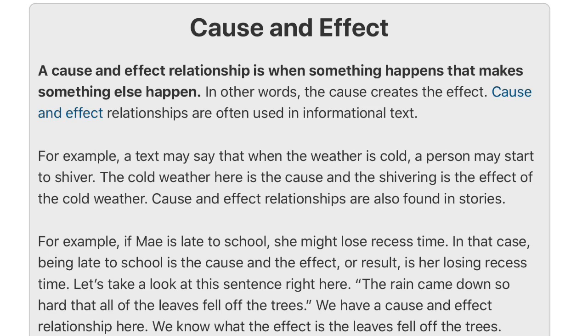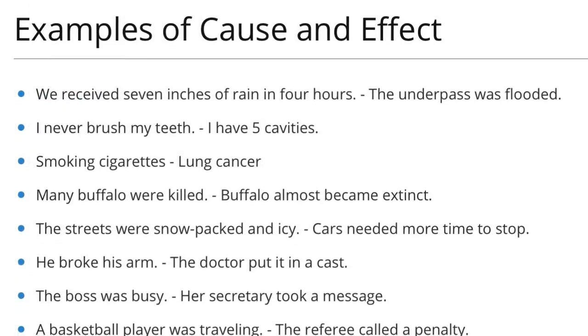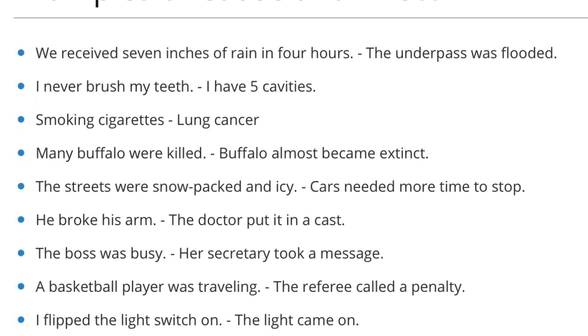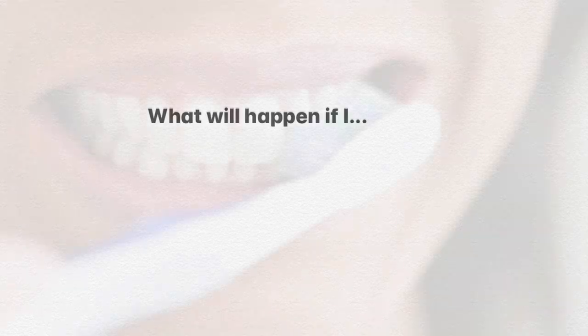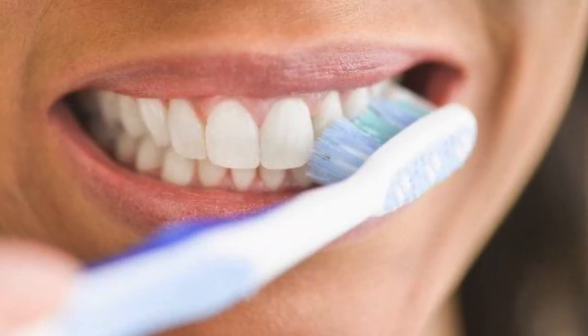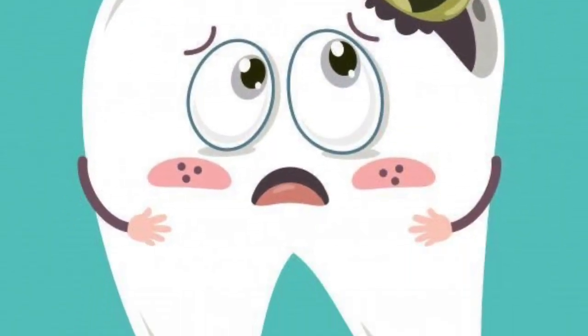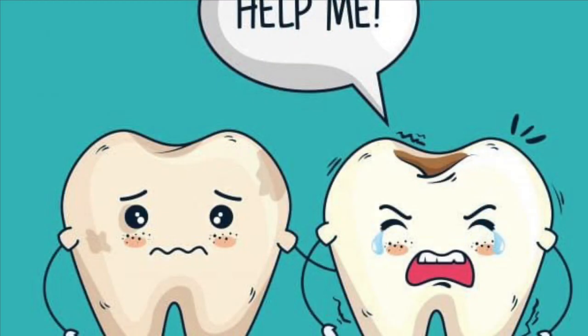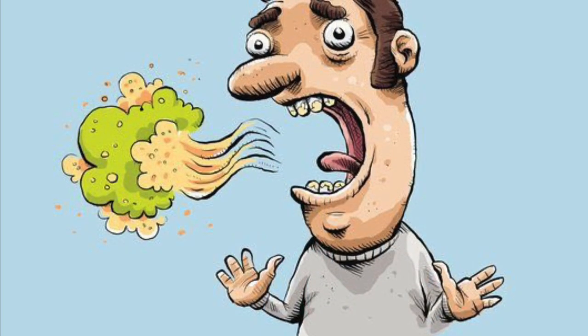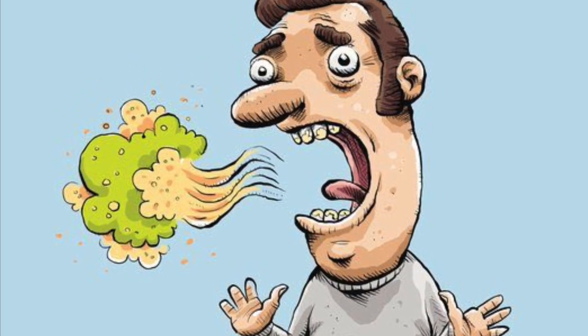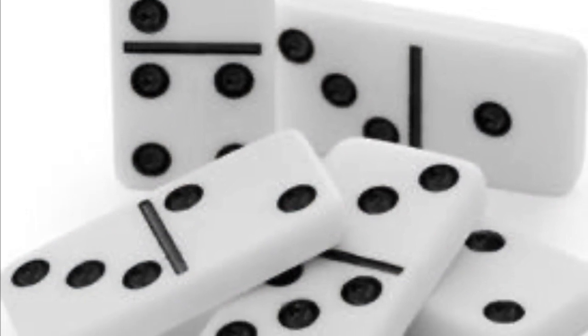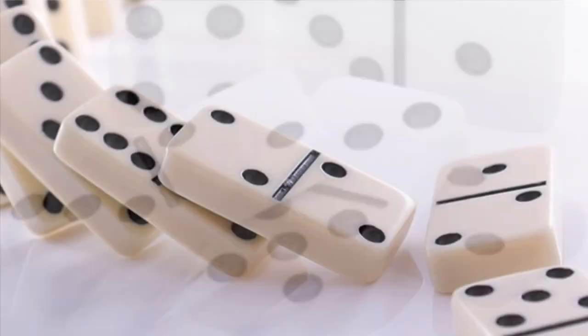In a cause and effect relationship, one event makes another event happen. The cause is why it happened, and the effect is what happened. If you've ever asked yourself a question that starts with, "What will happen if I..." then you are questioning the effects of your actions. For example, what will happen if I don't brush my teeth? Possible effects would be plaque, tooth decay, gum disease, and I'm sorry to say it, stinky breath. For dominoes, the cause is that one domino strikes another, and the effect is that the domino falls down.